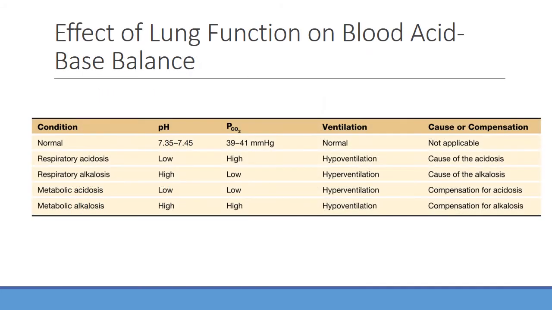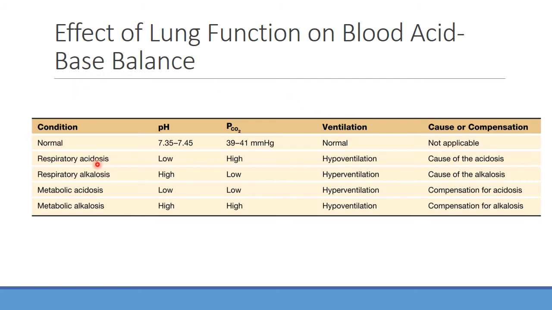Here's another good table showing you basically the effects of the lung function on the blood acid-base status, right? So looking at a condition that's normal, your normal arterial pH should be between 7.35 and 7.45. Normal PCO2 concentration is around 39 to 41 millimeters of mercury. Ventilation should be totally normal, and there's no real cause for acidosis or alkalosis. There's no compensation going on here, okay?